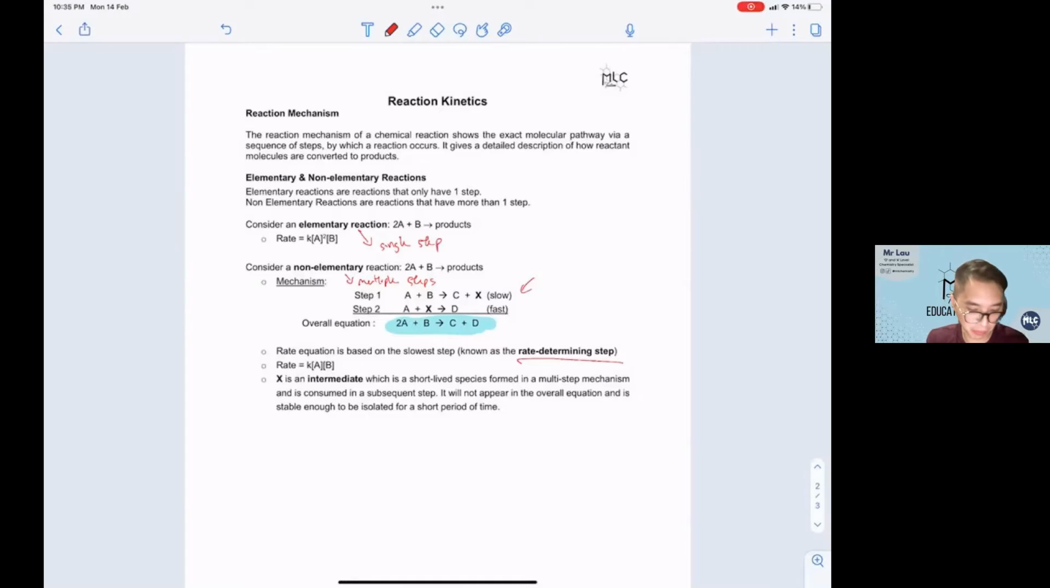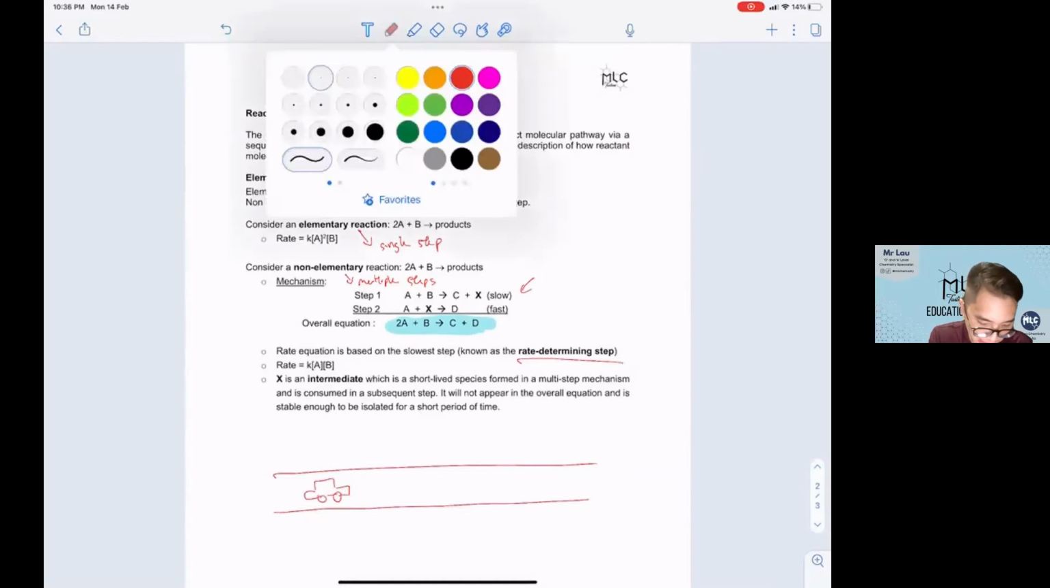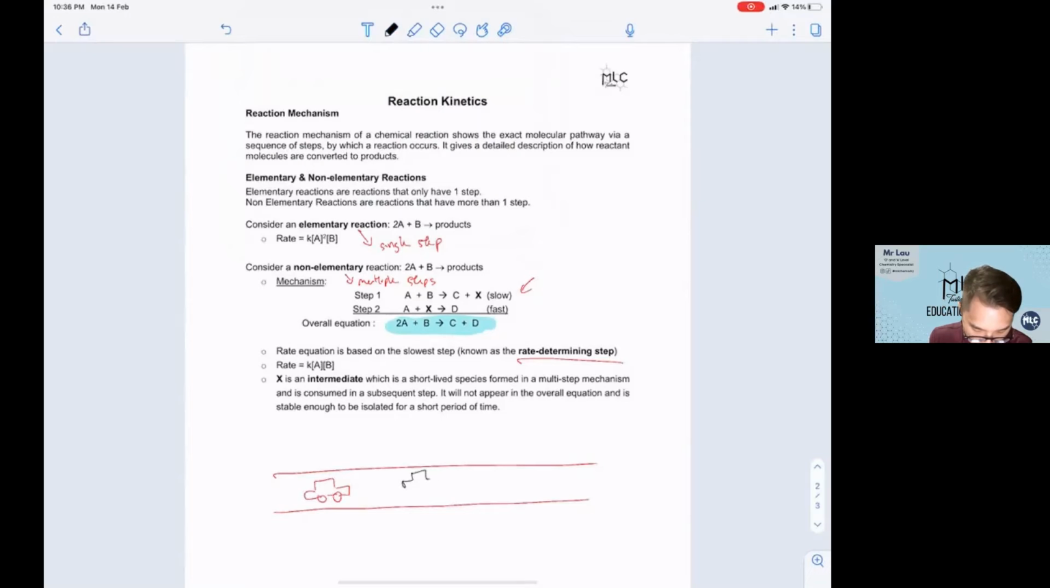I'll give you an example. Let's say you are traveling in a car along a single road. There are other cars in front of you, multiple cars in front of you. They are trying to get from destination A to B. How fast you're able to get from A to B does not depend on the fastest car in front of you. Instead, it depends on the slowest car. The slowest car will determine how fast you are able to travel. So that's why we call the slow step the rate determining step.